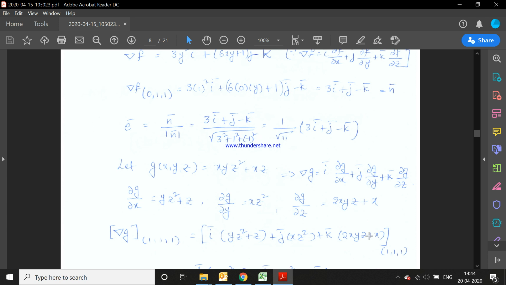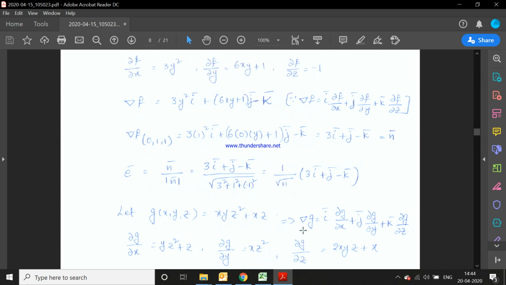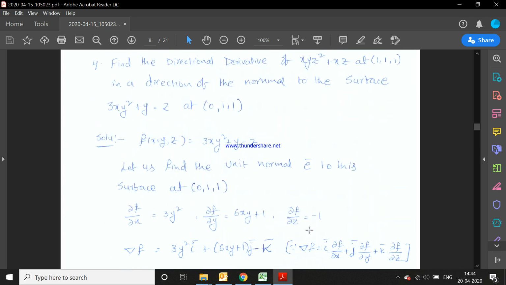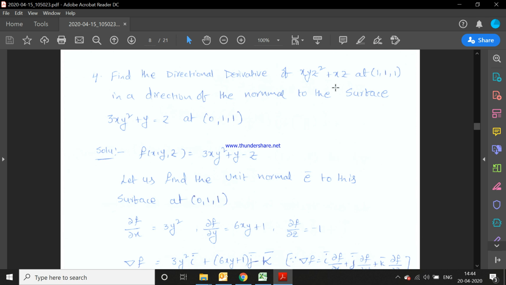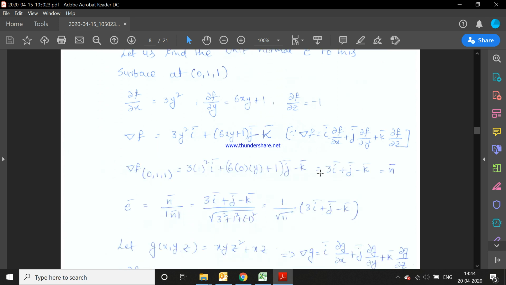Again we have to substitute these values in del g. After that, substitute the point 1 comma 1 comma 1. Why do we substitute 1 comma 1 comma 1? We have to find the directional derivative of x y z square plus x z at 1 comma 1 comma 1. So that's why we substitute 1 comma 1 comma 1 in del g.